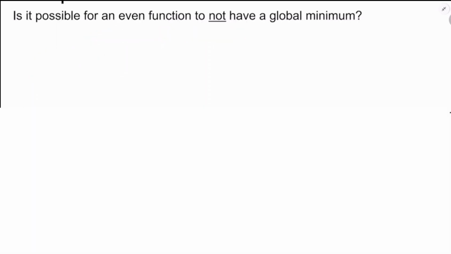Okay, is it possible for an even function to not have a global minimum? Well, if you think about y equals x squared, that's an even function. It does have a global minimum, and you could have maybe something that was looking like that if that was perfect. That would also have a global minimum somewhere. Okay, so these are even degree polynomials with positive leading coefficients. But what if I just let it have a negative leading coefficient, right? Just went like that. Okay.